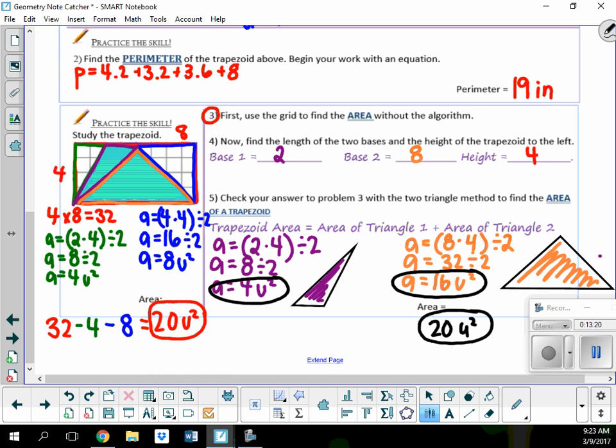All right, in this video, you learned how to find the area of a trapezoid by breaking it into two triangles.